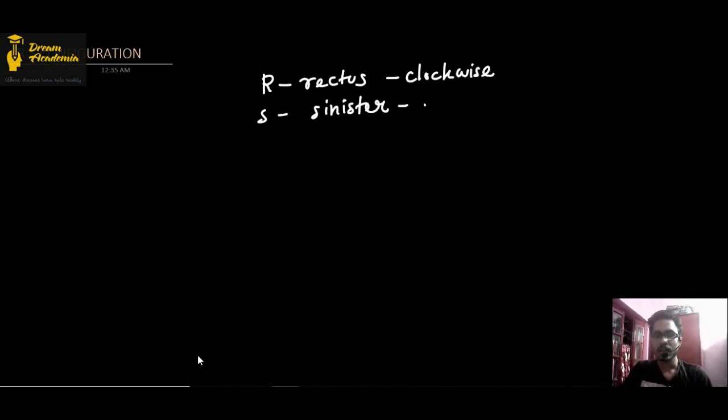So as you will know, what is RS? R is basically rectus, and S is sinister. This rectus denotes clockwise rotation. And this sinister denotes anti-clockwise rotation. Now what are these basically? I'll be explaining this with an example.